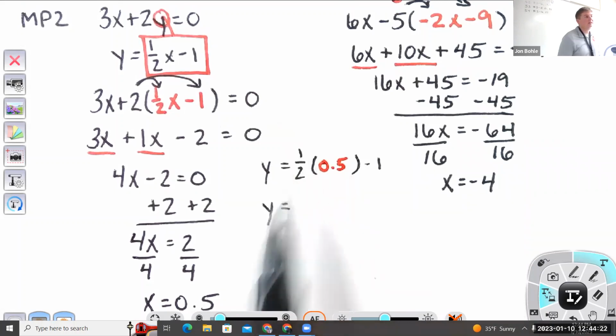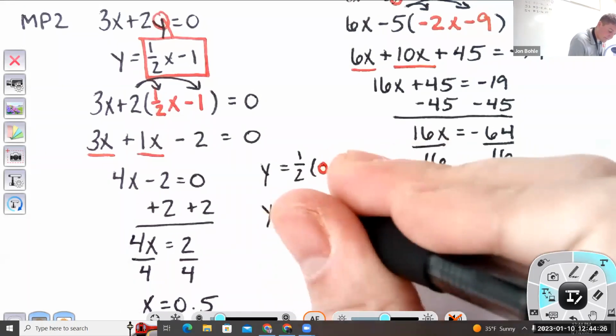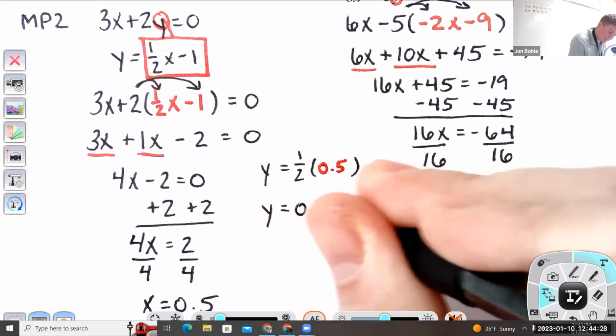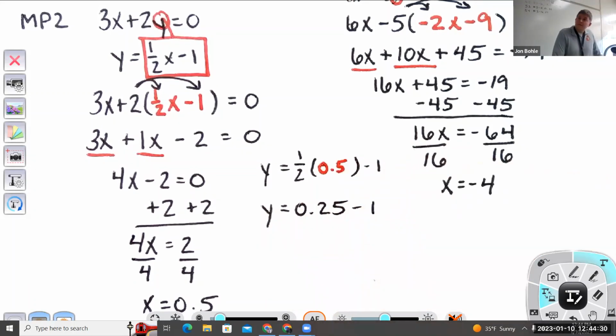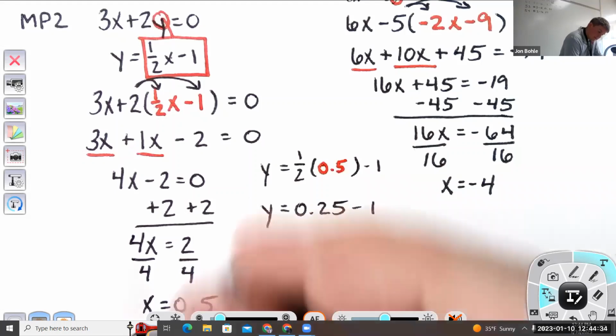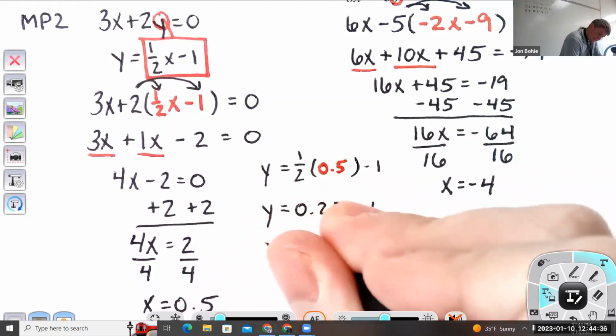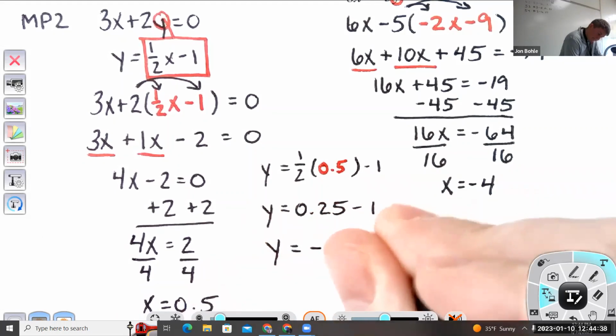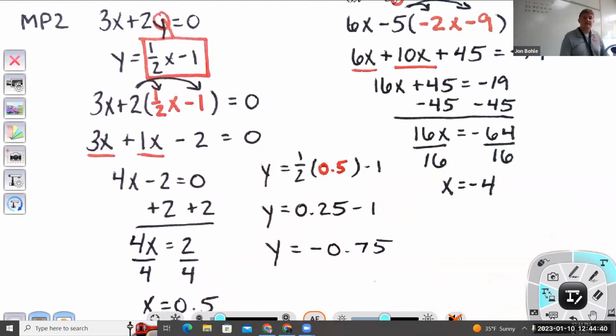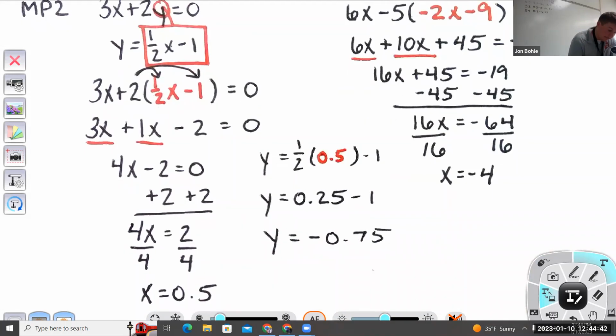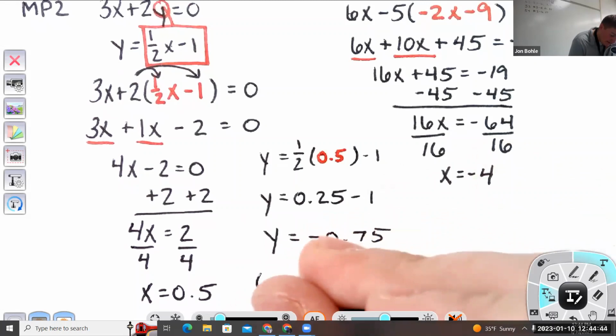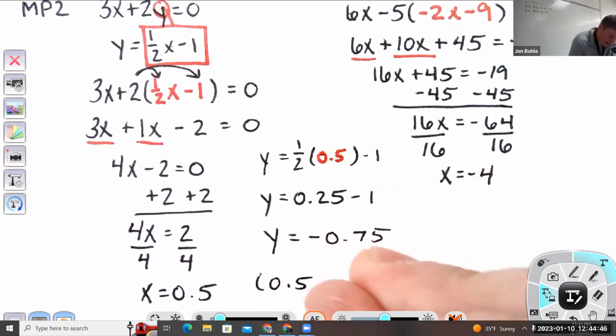So 50 cents divided in 2. 0.25. And then 0.25 minus 1. Be negative 0.75. So my answer to monitoring progress is 0.5 comma negative 0.75.